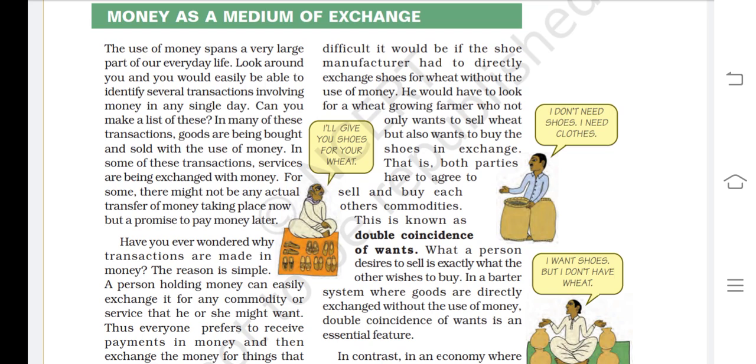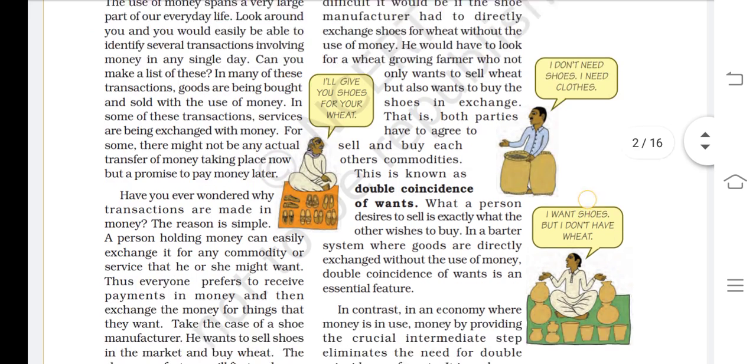What a person desires to sell is exactly what the other wishes to buy. In a barter system where goods are directly exchanged without the use of money, double coincidence of wants is an essential feature.